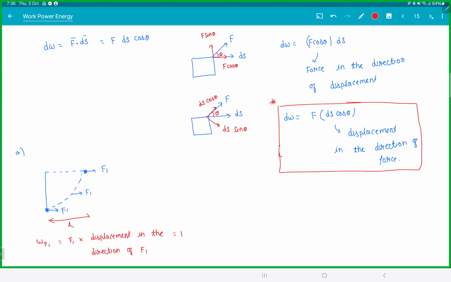F1 is horizontal, so it is F1 into L. Make sense? So this is F1 into L. Look at the second guy.